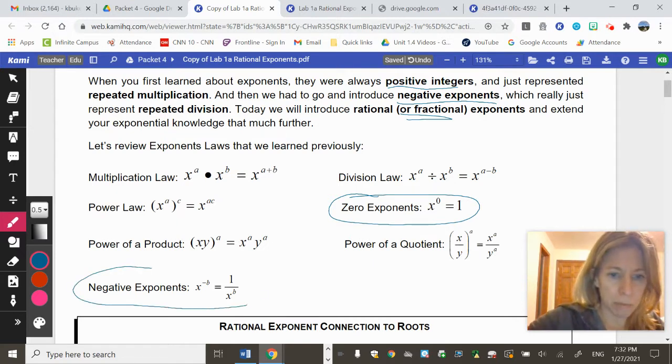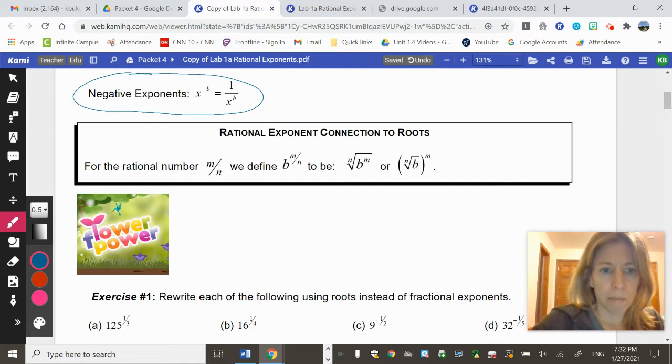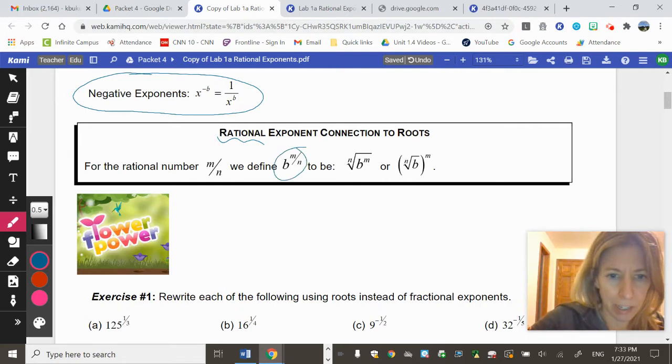And negative exponents: when something's taken to a negative power, there's no negative value involved. It just represents that x to the negative b is really 1 over x to the positive b. So when we have rational exponents, such as this, it's saying the base b is raised to the m over n power, this fractional exponent.